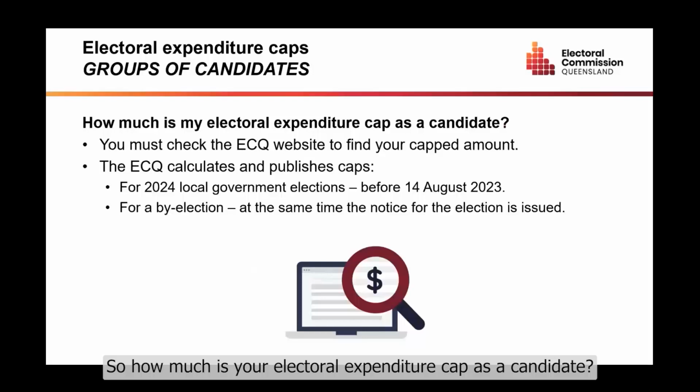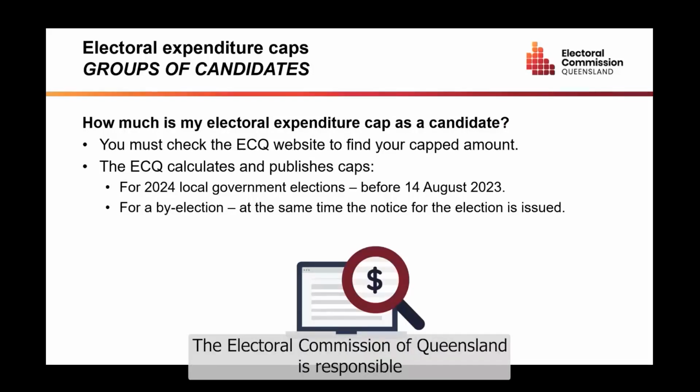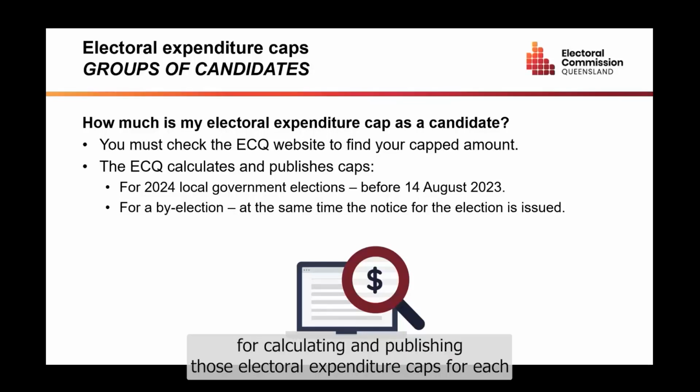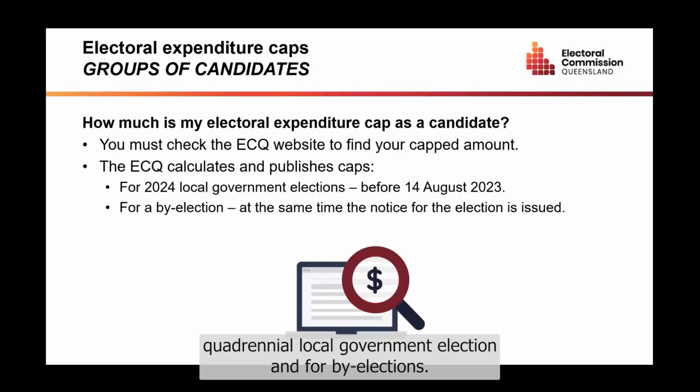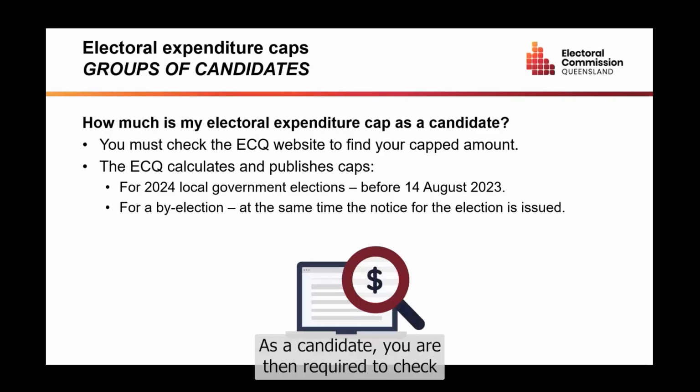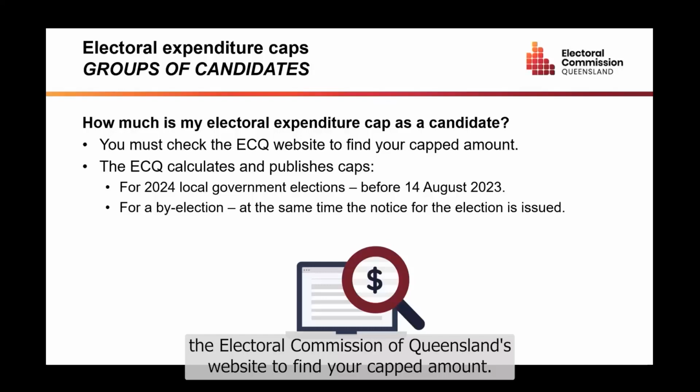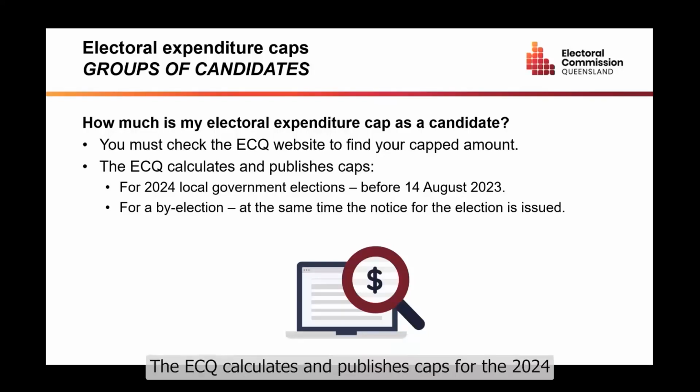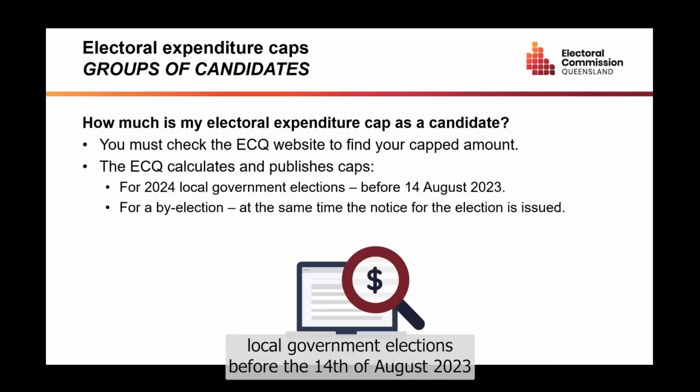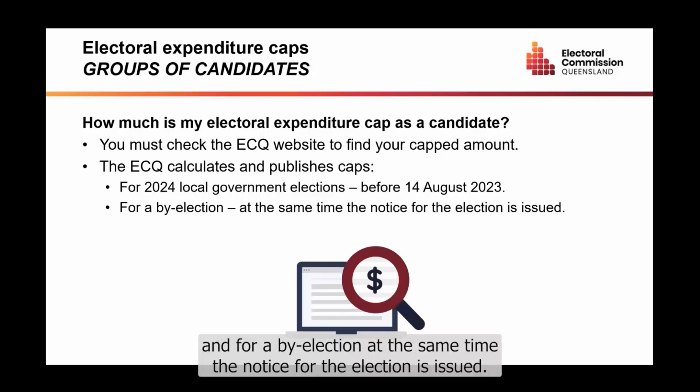So how much is your electoral expenditure cap as a candidate? The Electoral Commission of Queensland is responsible for calculating and publishing those electoral expenditure caps for each quadrennial local government election and for by-elections. As a candidate, you are then required to check the Electoral Commission of Queensland's website to find your capped amount. The ECQ calculates and publishes caps for the 2024 local government elections before the 14th of August 2023 and for a by-election at the same time the notice for the election is issued.